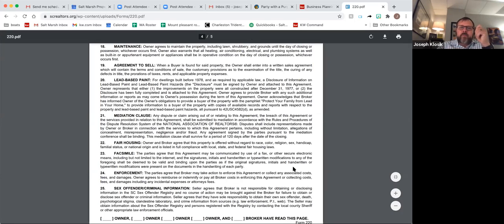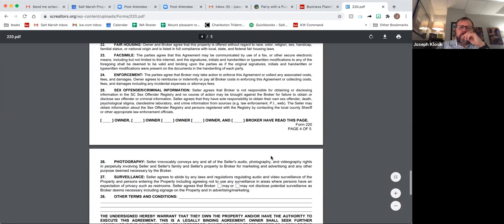Sex offender or criminal activities or information: it is not my obligation to disclose this or to go find this out. So if any parties do come in and ask me questions about it, I'm just going to point them in the direction of the sex offender registry or local websites, as it relates to sex offender and criminal information.